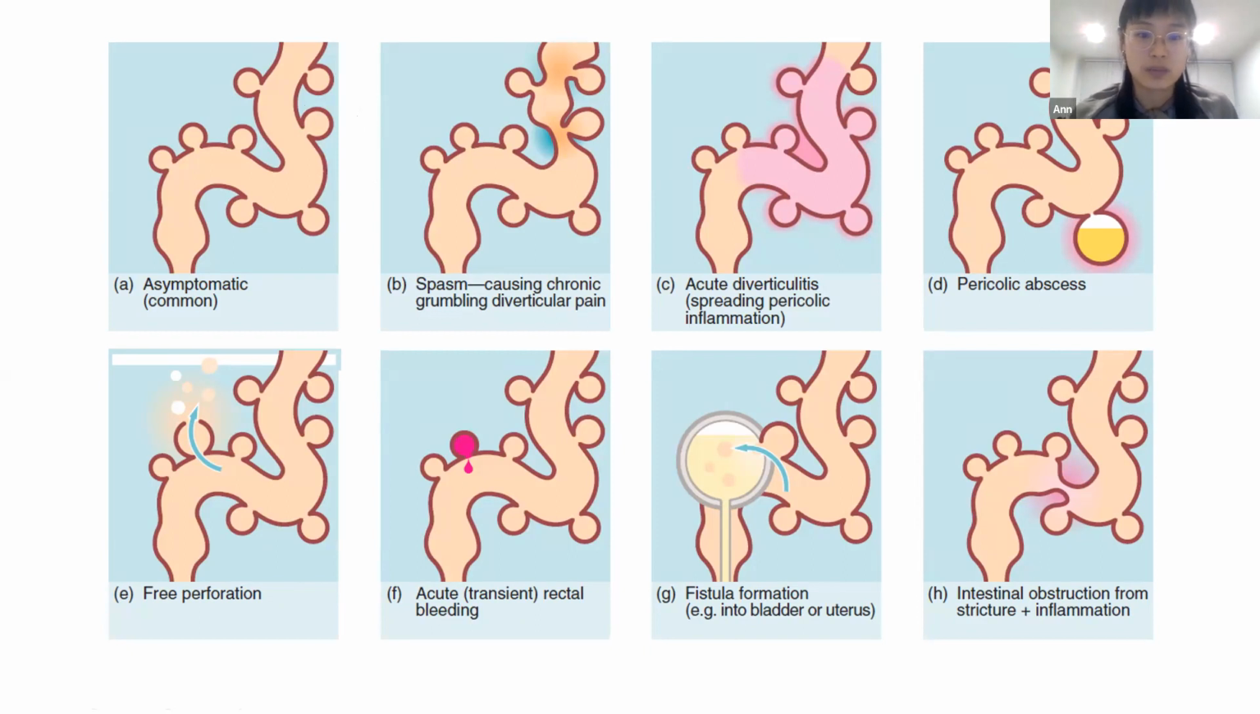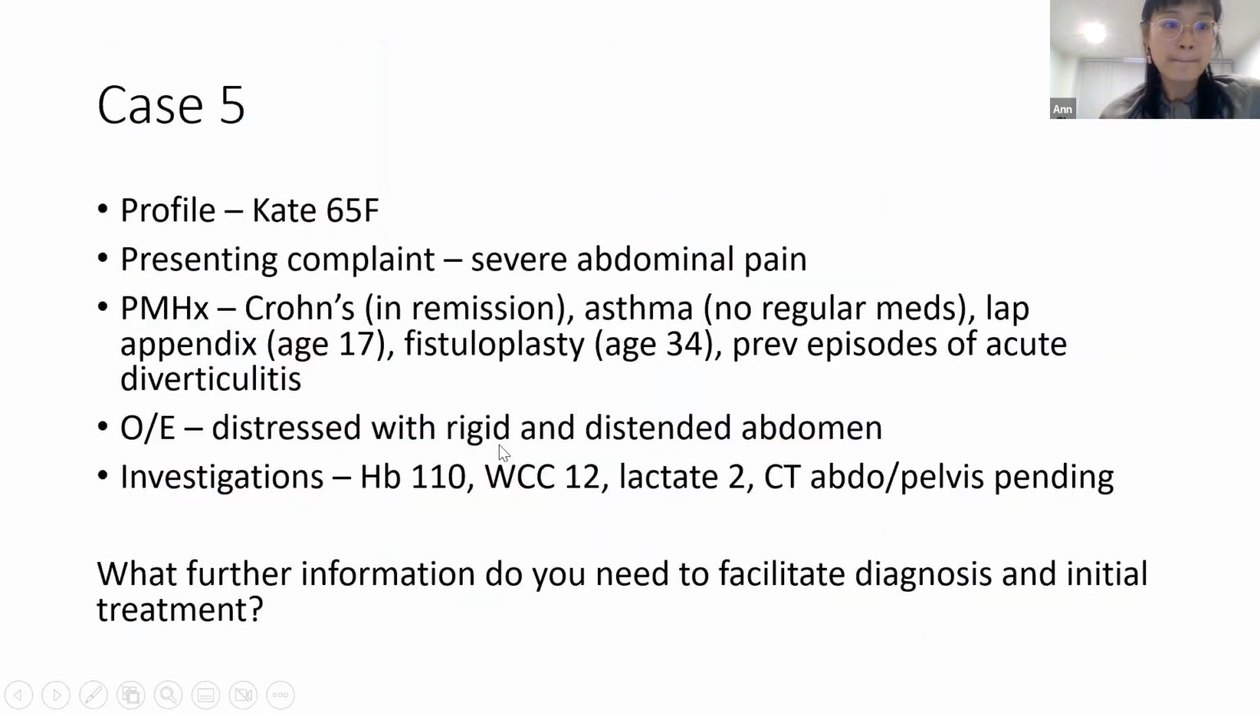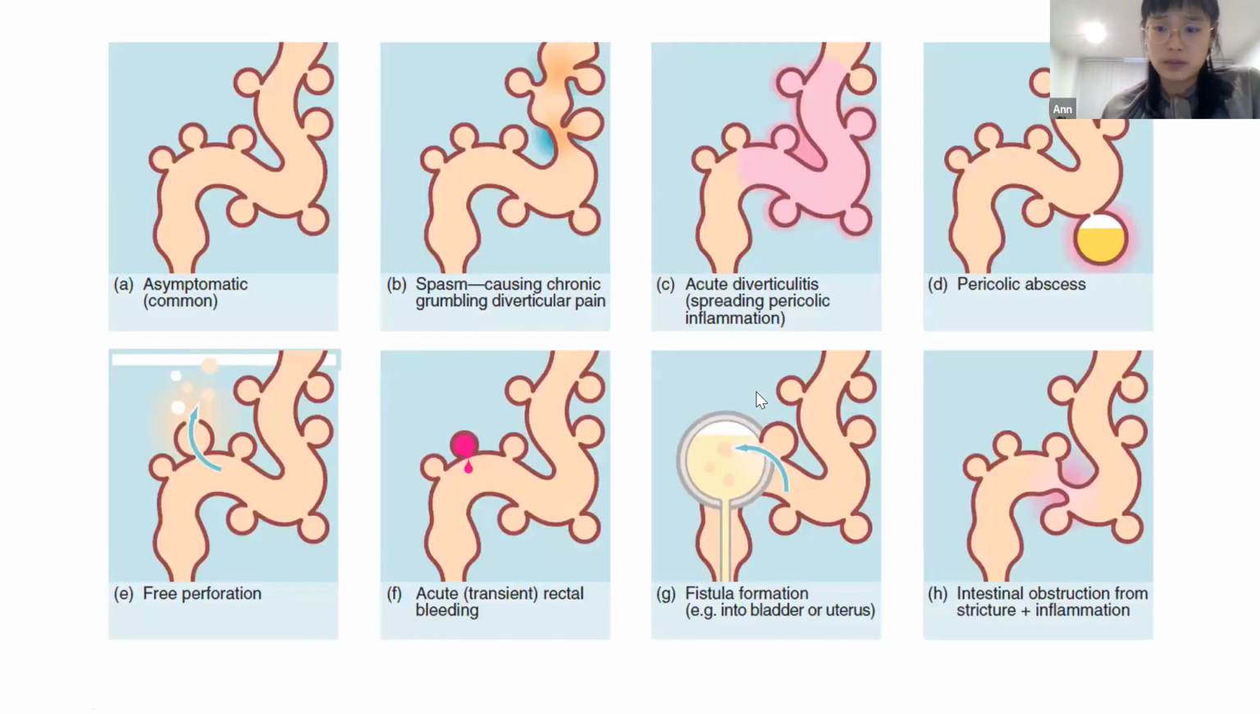Occasionally people can get spasms causing an episodic, kind of chronic to subacute diverticular pain, usually left lower quadrant. In hospital, we often see acute diverticulitis or pericolic abscesses. Occasionally, you also get perforation, fistulation, and bleeding from diverticular diseases as well. Any questions about that one?